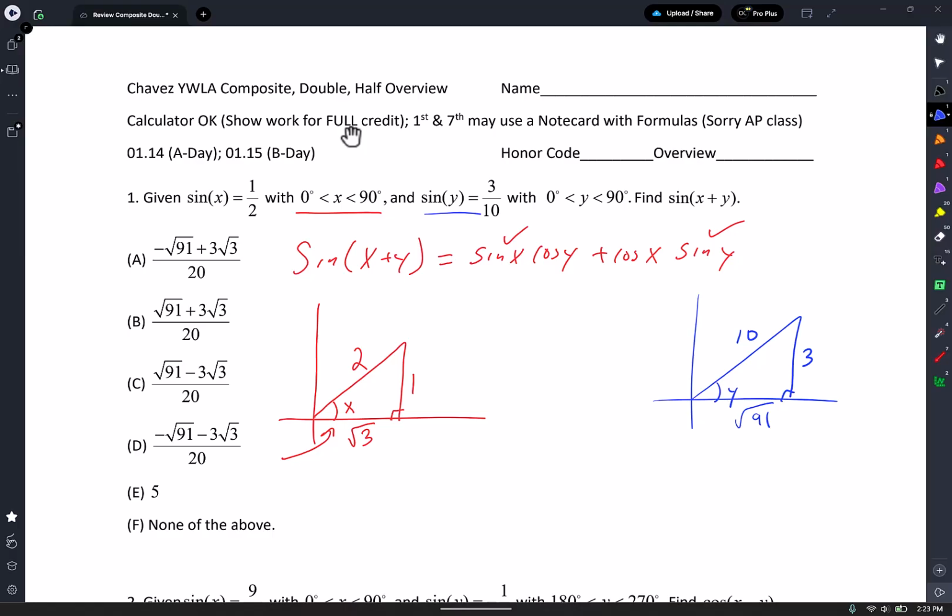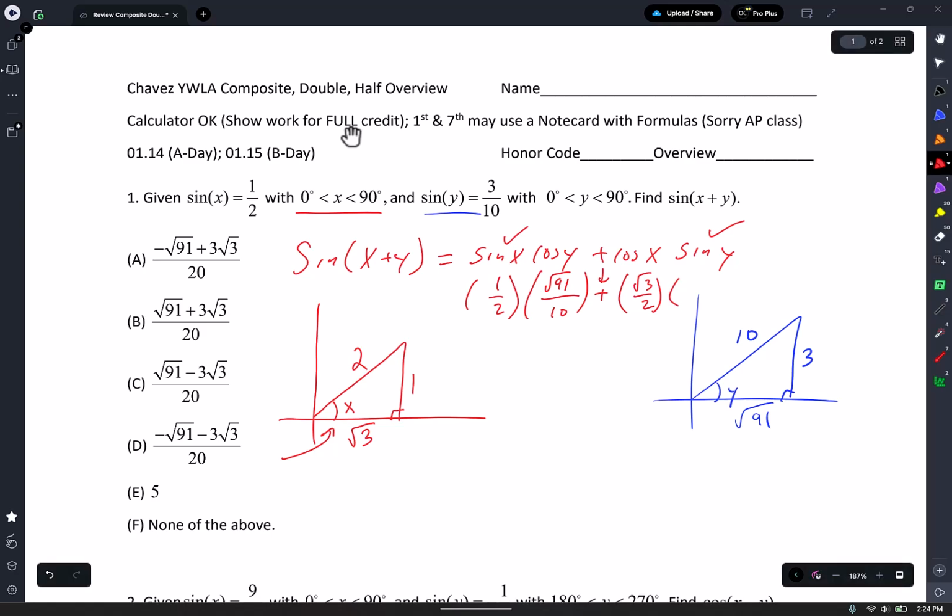We are ready. I'm just going to write the answer right below this statement here. Sine x was given, 1/2. Cosine y, I go to the blue triangle. It's adjacent over hypotenuse, square root of 91 over 10. Plus, that plus is that plus. Cosine x, I go to x. Square root of 3 over 2, adjacent over hypotenuse. And sine y, I go to the y. I guess that's also given, 3 over 10.